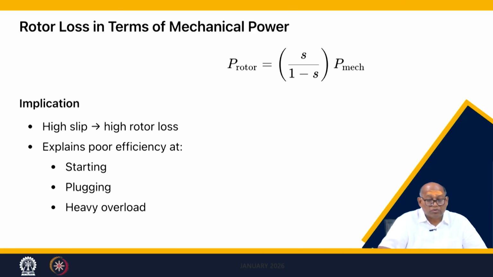I am going very slow. So, the rotor copper loss is S into gap power, and the mechanical power is (1 minus S) into gap power. Higher the slip, higher is the rotor loss. This explains the poor efficiency at starting.